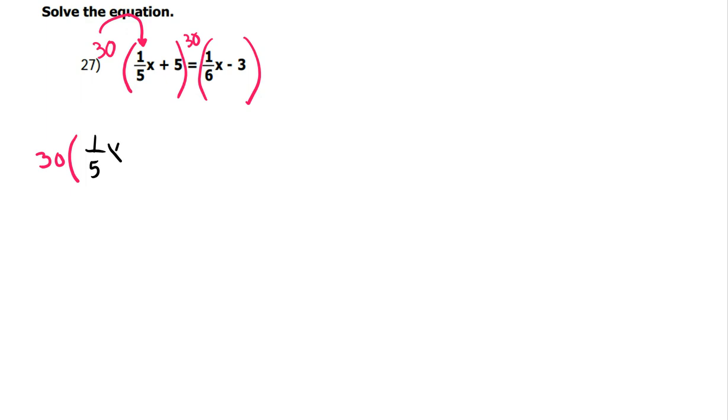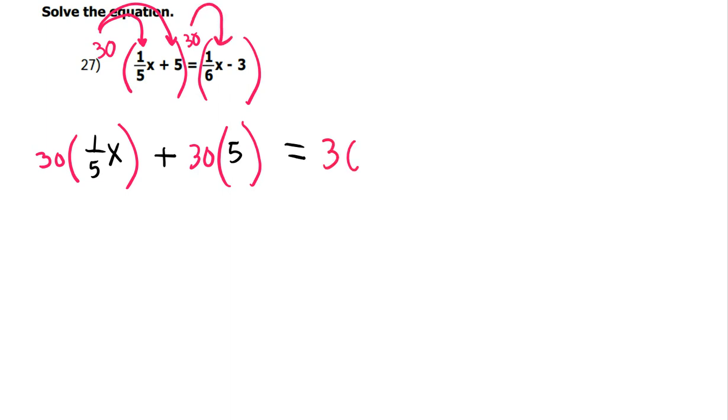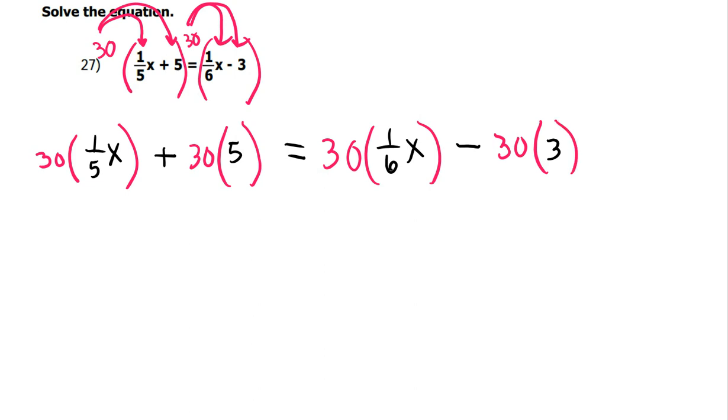1/5 x plus I'm going to distribute the 30 to the 5 equals, and then on the other side I'm going to distribute the 30 to the 1/6 x and I'm going to distribute the 30 to the 3. Seems like my handwriting got bigger as I went from left to right.